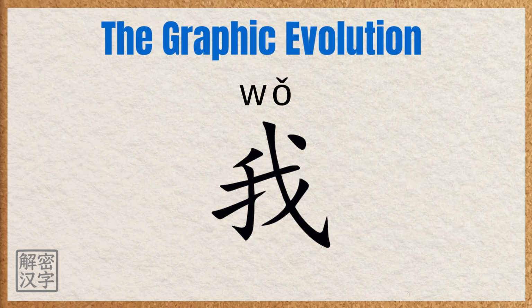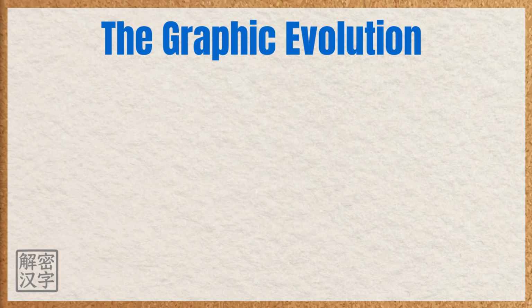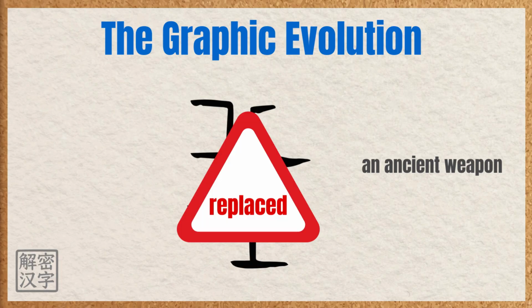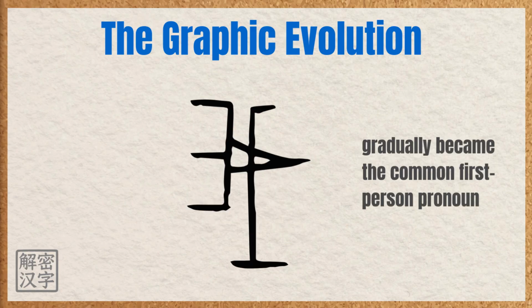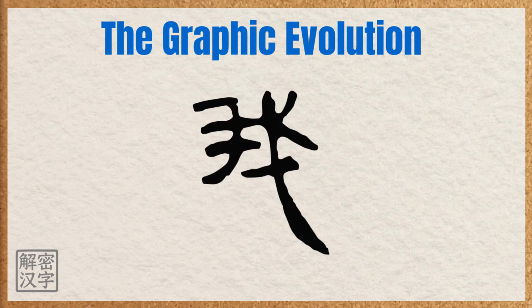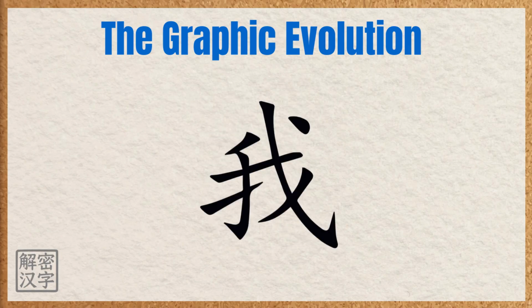Let's discover the evolution story of the Chinese character 我. In Oracle Bone script, this character didn't originally mean I. It referred to an ancient weapon. Later, during the Warring States period, as that weapon was replaced by newer ones, 我 gradually became the common first-person pronoun. Over time, its shape kept changing until it became the modern character we use today.